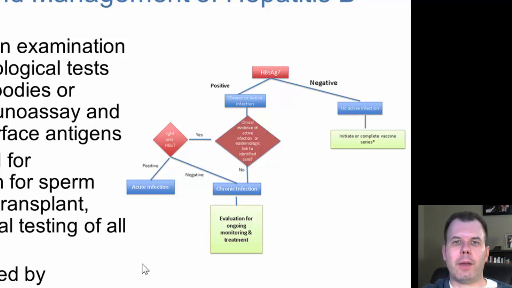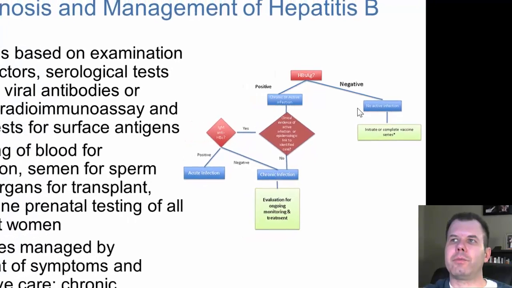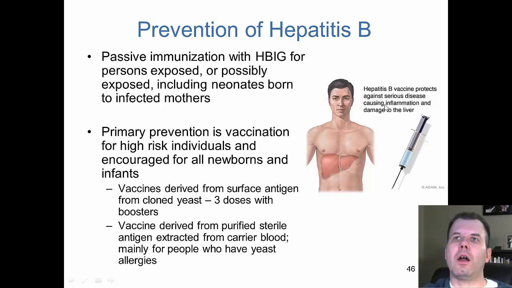And I'm not going to spend a lot of time on that, but that just shows you kind of how we can determine if someone is positive or negative, and again, looking for the antigens in the blood itself. Okay. All right, how do we prevent HBV? And again, this is through the passive immunization.